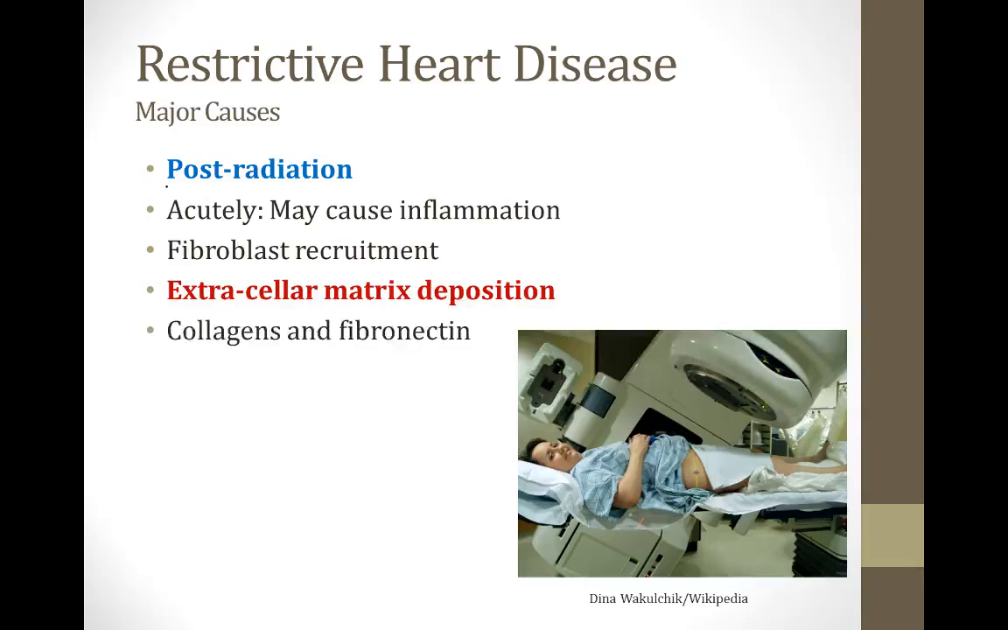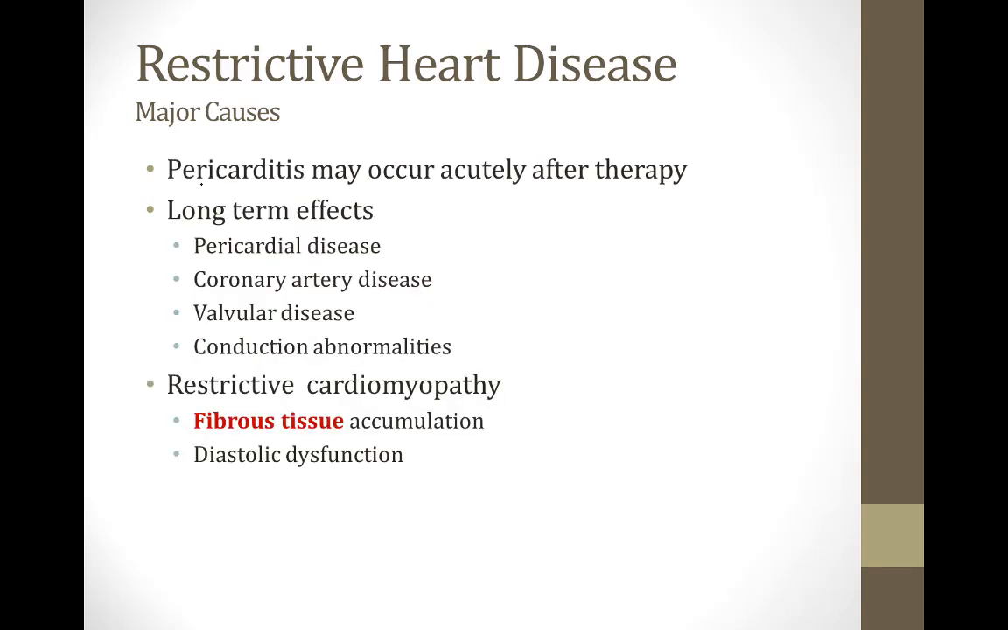Restrictive heart disease can develop post-radiation when patients receive radiation therapy for treatment of tumors. Acutely, radiation therapy can sometimes cause inflammation, but over time, this can lead to fibroblast recruitment and extracellular matrix deposition, especially things like collagen and fibronectin, and these substances can lead to a restrictive heart disease picture. So shortly after radiation therapy, patients can potentially develop pericarditis from the acute inflammation.